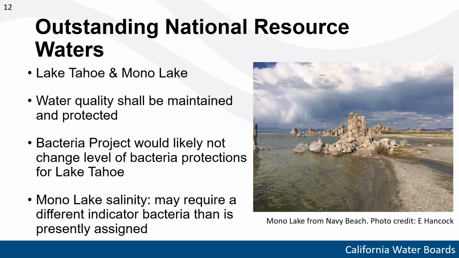And while we are on the subject of high quality waters, I should mention that there are two outstanding national resource waters, or ONRWs, in the Lahontan region, the only two in the state of California, in fact, and they are Lake Tahoe and Mono Lake, which is pictured here. By definition, an outstanding national resource water is a high quality water which is valuable for recreational, ecological, or cultural purposes, and generally, no water quality degradation of any kind is permitted.